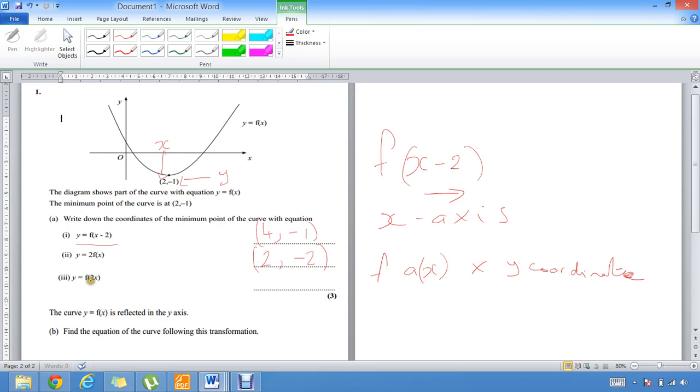And then again, remember with this rule we had the 2 inside the bracket, so we're going to divide the x coordinate. So if you divide 2 by 2, you get 1. So therefore your new coordinate will be 1, minus 1.